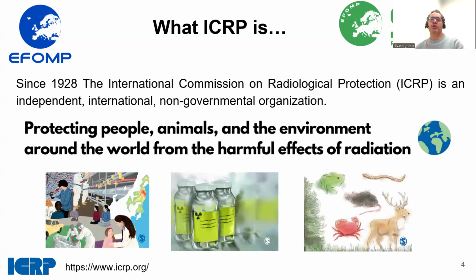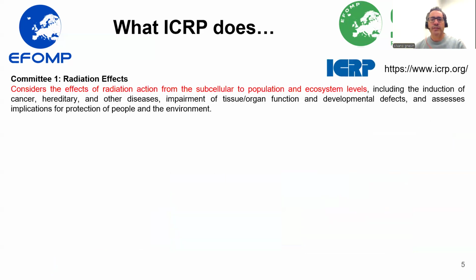So let's start. Let's try to understand what ICRP is. ICRP is the International Commission on Radiological Protection, hence the acronym, and it is an independent international non-government organization. The aim of the organization is to protect people, animals, and the environment around the world from the possible harmful effects of radiation. What does ICRP do?